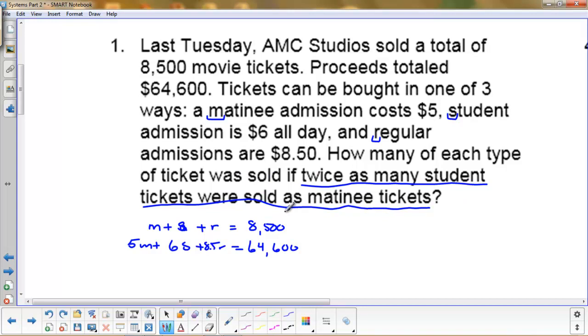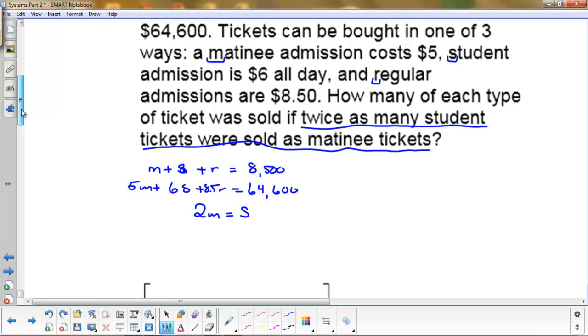And then it said if twice as many student tickets were sold as matinee tickets. So the idea here is that there's more student tickets sold than matinee tickets. So in order for the number of matinee tickets to equal the number of student tickets, you have to multiply it by 2. So it would look like this: 2 times the matinee equals the total number of student tickets sold.